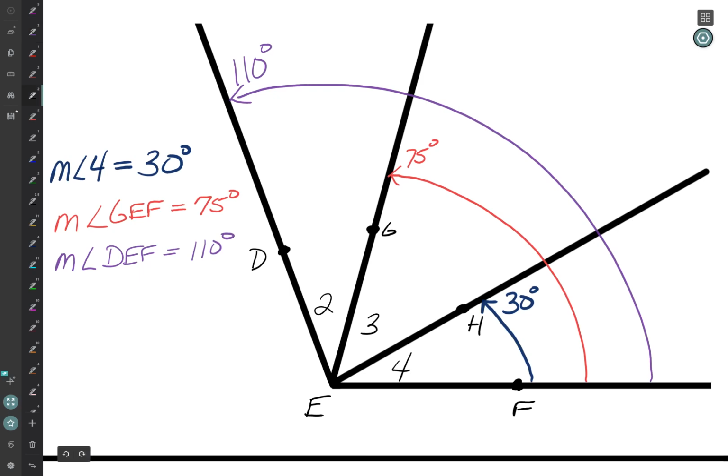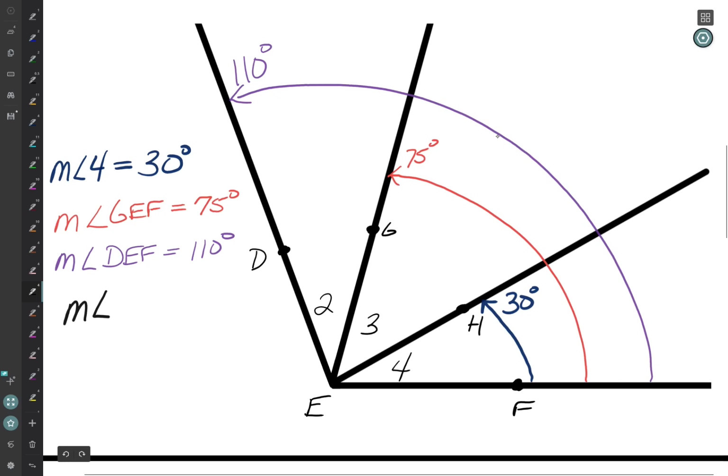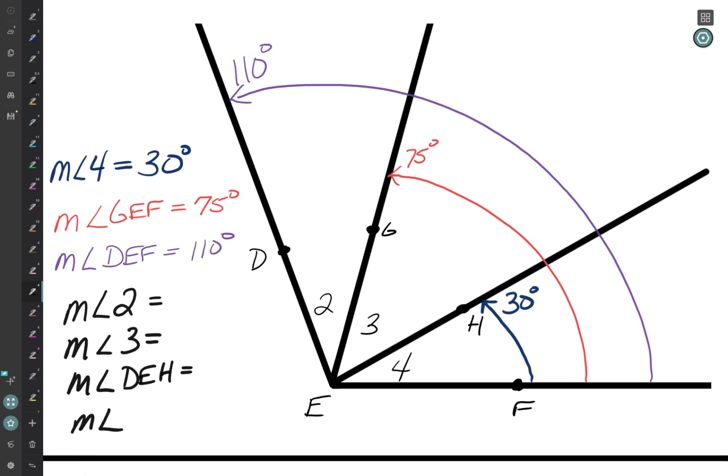What we're going to be doing today is I'm going to be asking you to find things like this. Let's find things like the measure of angle 2 with that information given, the measure of angle 3, the measure of angle DEH, and the measure of angle, well, that's good enough.